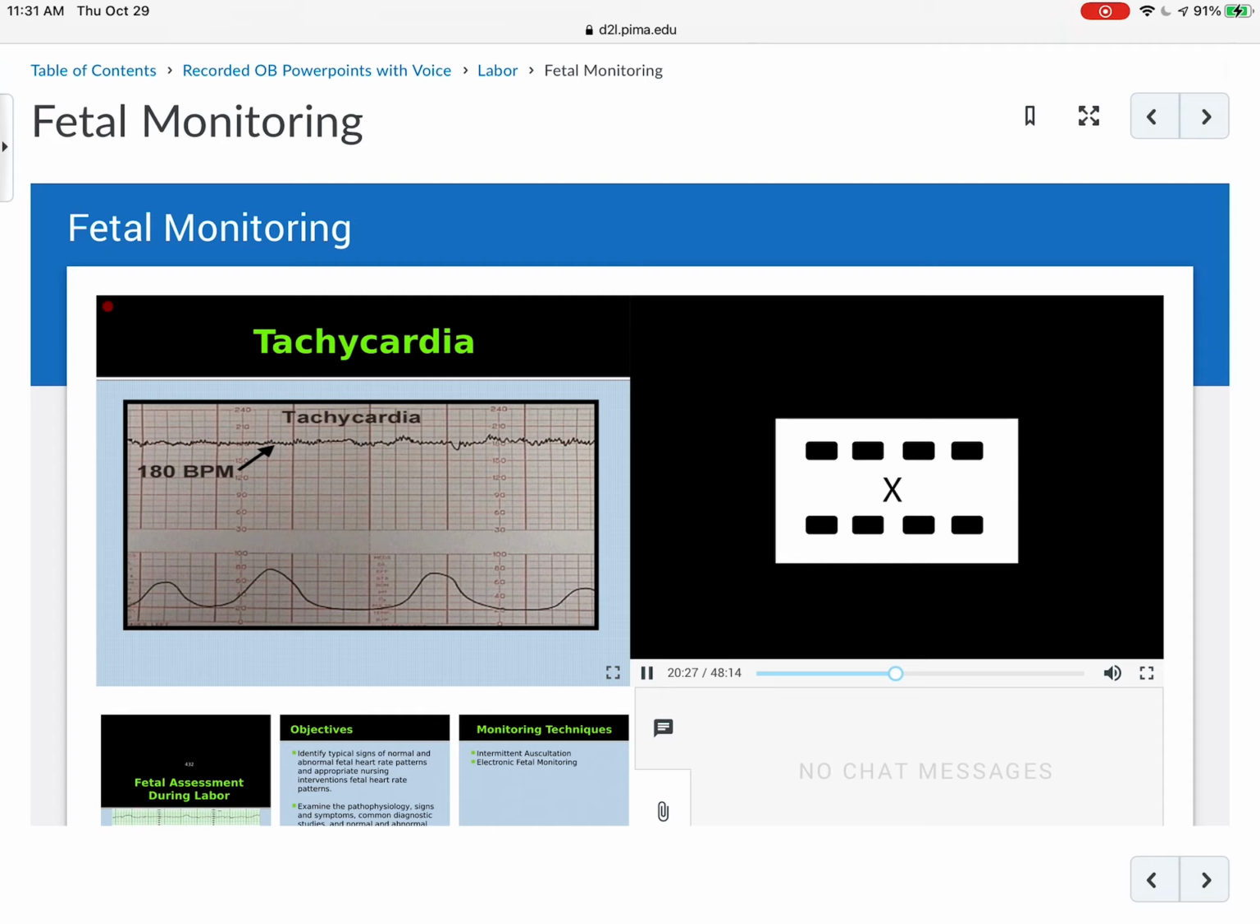Our concern would be tachycardia. We'd probably go in, get her temperature, probably give her a fluid bolus, call the healthcare provider, and go from there, and see if he orders any labs or antibiotics or Tylenol to take care of the tachycardia.